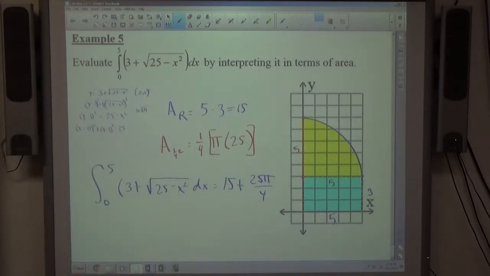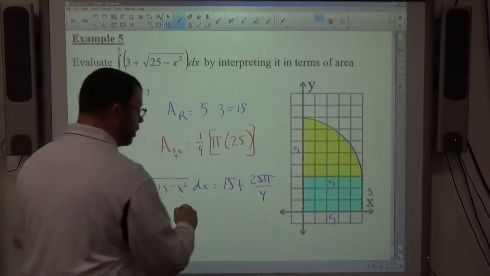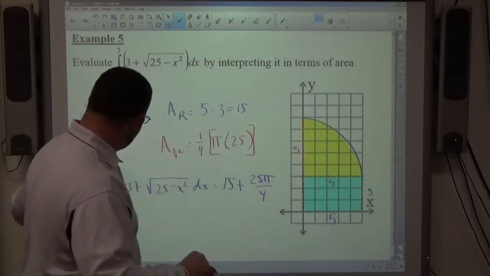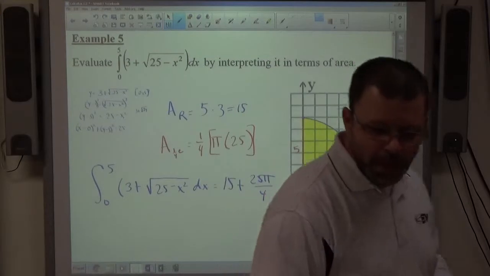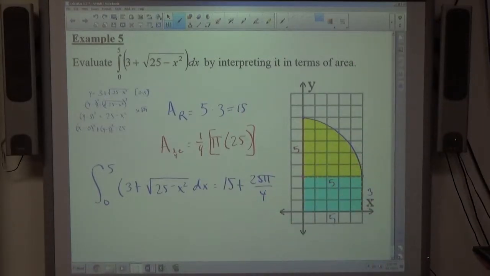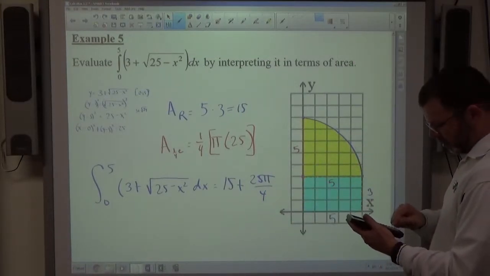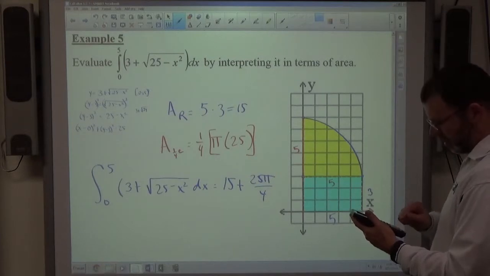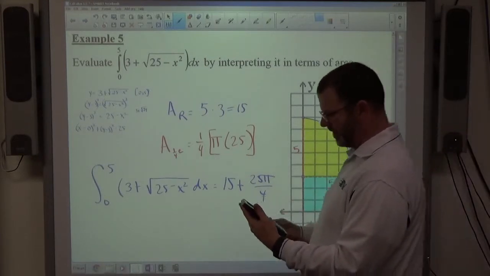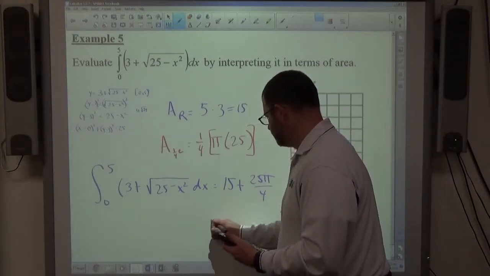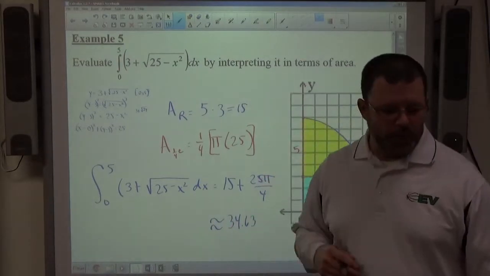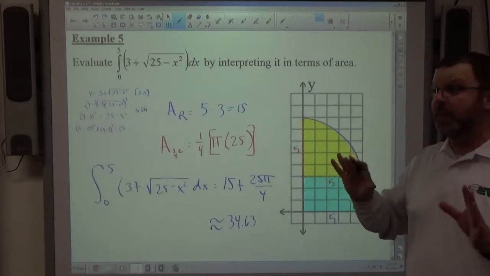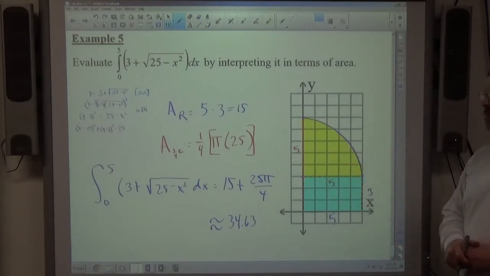That's to the billionth decimal place. Square units. And again, with evaluating integrals, if you just want to get me the answer, you don't have to put square units on it. If I wanted to approximate it, I'd use the pi button. 15 plus 25 pi divided by 4. My calculator says it's 34.63. Okay. Either one of those answers, unless they specifically say find the exact answer, I'm fine with both of them.